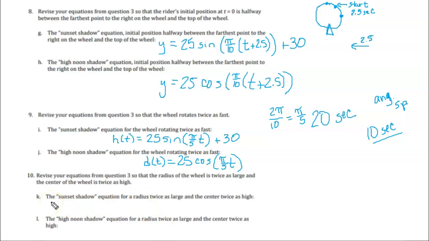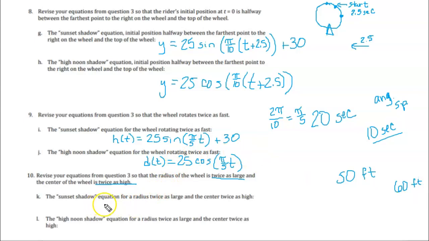Revise your equations from question 3 so that the radius of the wheel is twice as large. So instead of having a radius of 25 feet, it's going to have a radius of 50 feet. And the center of the wheel is twice as high. So instead of being 30 feet off of the ground, it's going to be 60 feet off of the ground.